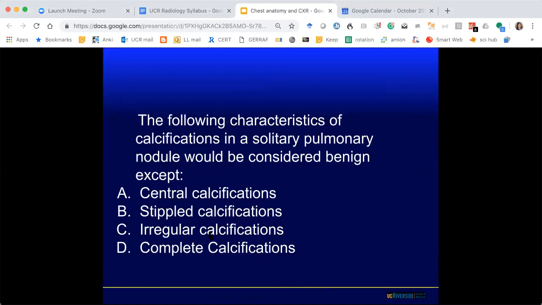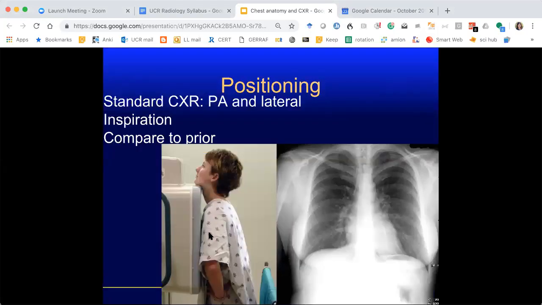Okay. Which of the following characteristics of calcifications in a solitary pulmonary nodule would be considered benign, except which one? So only one is considered suspicious or malignant. Which one is considered malignant or suspicious? D, complete calcifications. C, irregular calcifications. Okay, so C. Okay, great. So we'll start off with positioning.